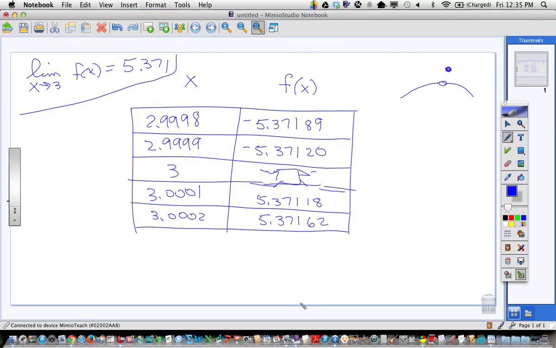Because from the left, they seem to be approaching negative 5.371, and on the right, they're approaching positive 5.371. So the graph would be doing this, right? So the cars aren't meeting. So that'd be a does not exist.